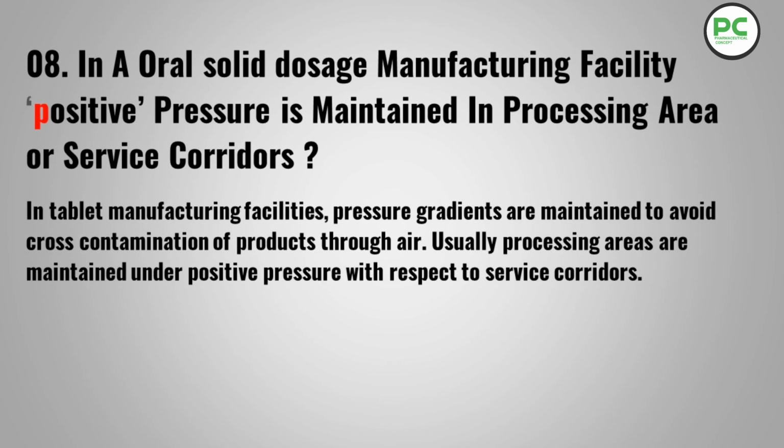In an oral solid dosage manufacturing facility, positive pressure is maintained in the processing area or service corridor. Why? In a tablet manufacturing facility, pressure gradients are maintained to avoid cross-contamination of product through air. Usually, processing areas are maintained under positive pressure with respect to service corridors.